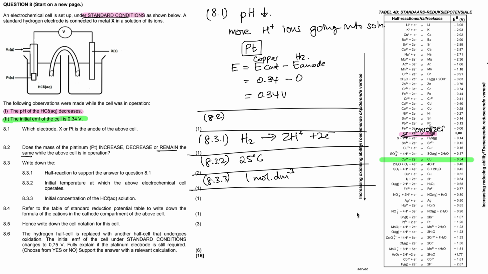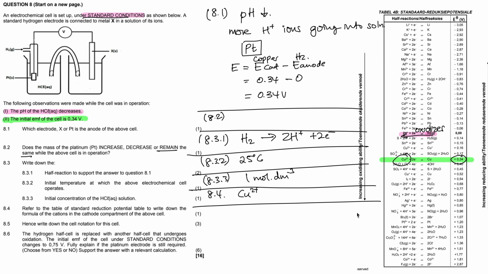Question 8.4. Refer to the table of standard reduction potential and write down the formula of the cations in the cathode. So we've already answered that. We said if the EMF is 0.34, then it must be copper. So they want to know what is the cation that is forming, or the cation involved, is going to be the Cu2 plus. So Cu2 plus.